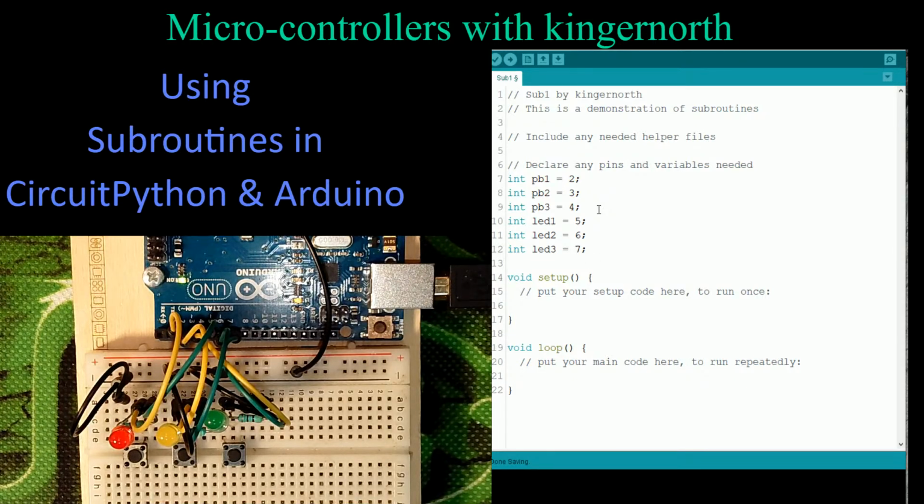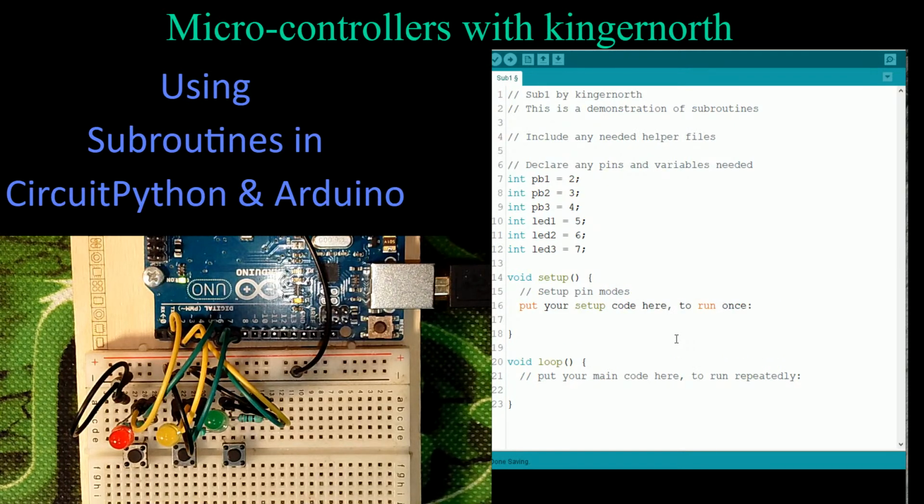Now, one of the things we need to do once we do this, I'm going to skip down and jump into this void setup area here. And we're just going to get rid of that comment in there. And actually, what we're going to do is change that to setup pin modes. So that's going to be the one thing that we have to do in here. And let's get rid of all of that extra text. We don't need that.